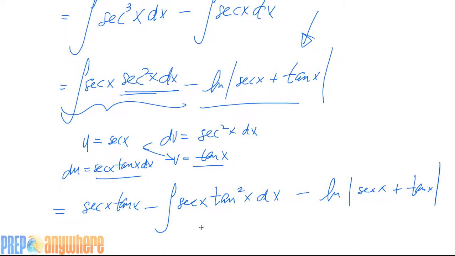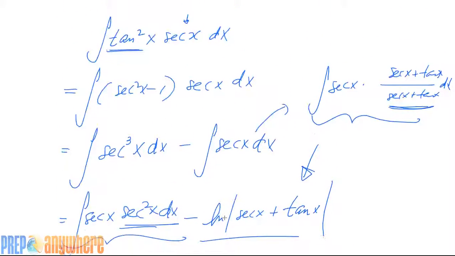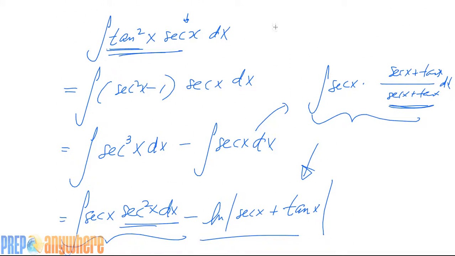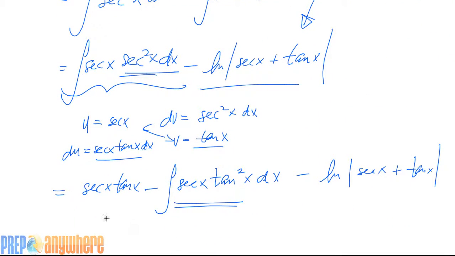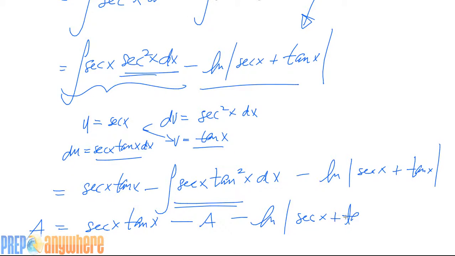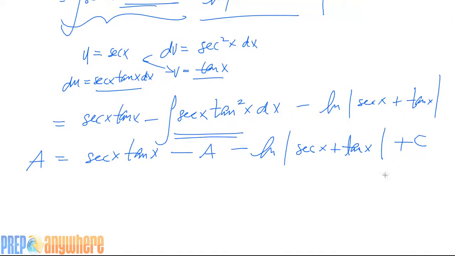Okay, so this should look familiar. This was actually the original question right here. So let me call this A, then I can call that A too. So let me write it. A, the original question, is now equal to this. Of course there's some constant at the end here, or it could be.